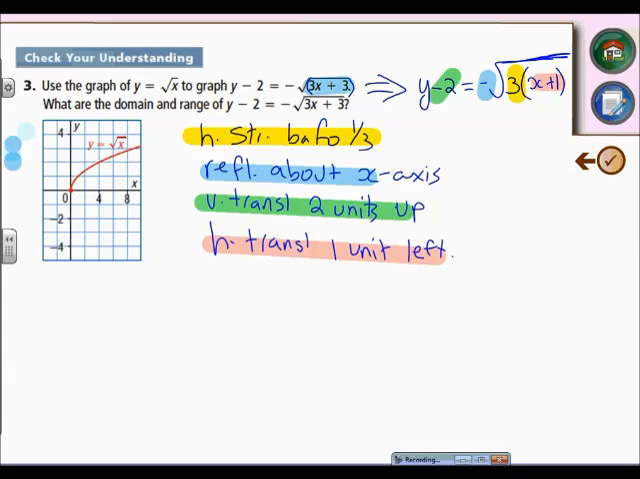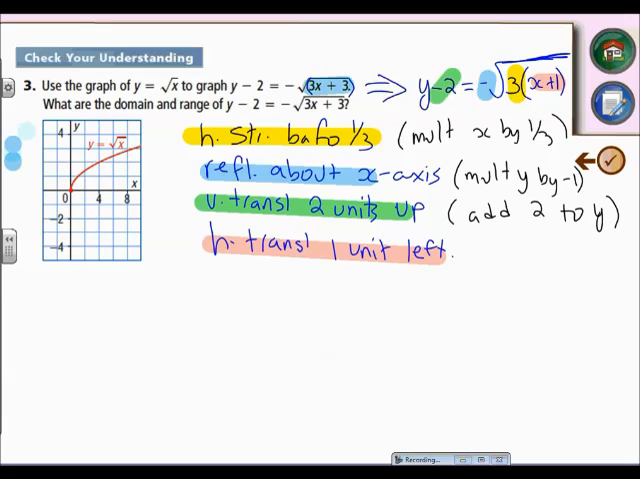Take it into English for yourself. The first one says multiply x by 1/3. The second one says multiply y by -1. The third one says add 2 to the y. And the fourth one says subtract 1 from x. Take every point and do that.